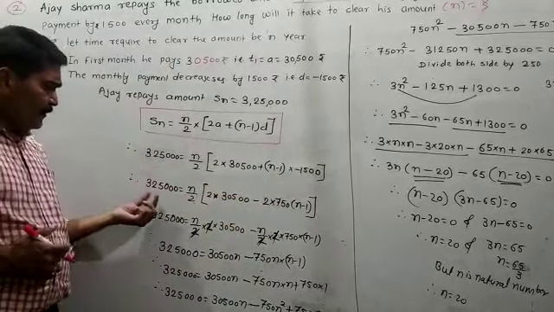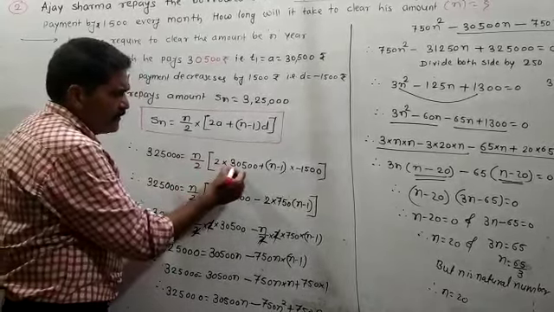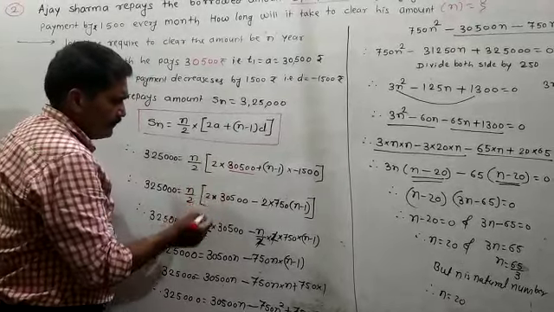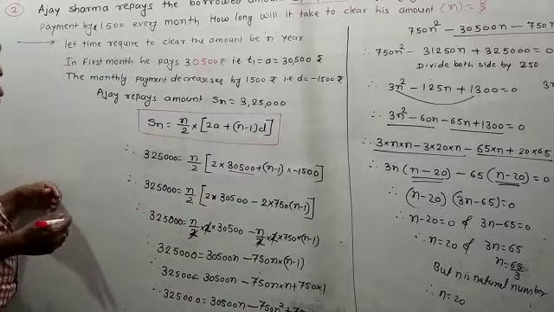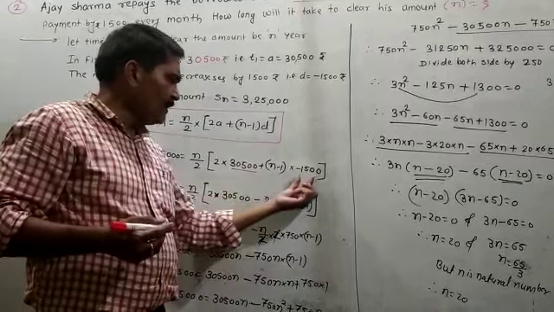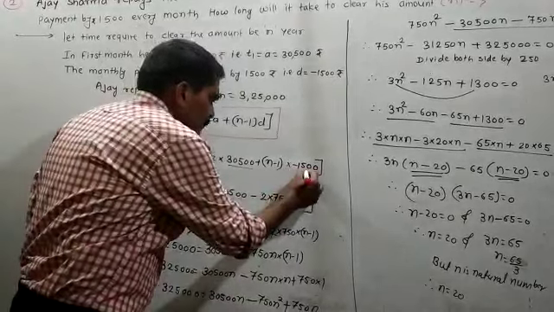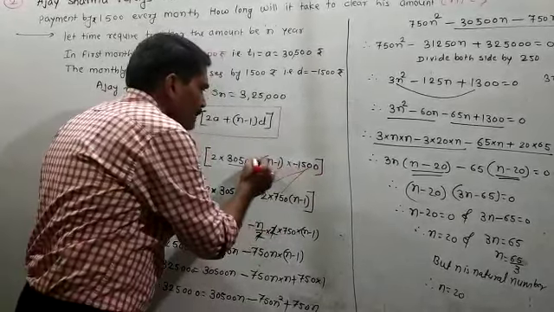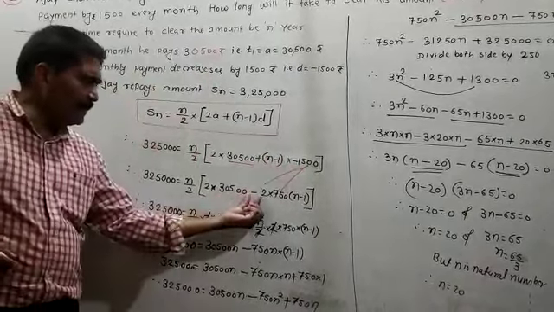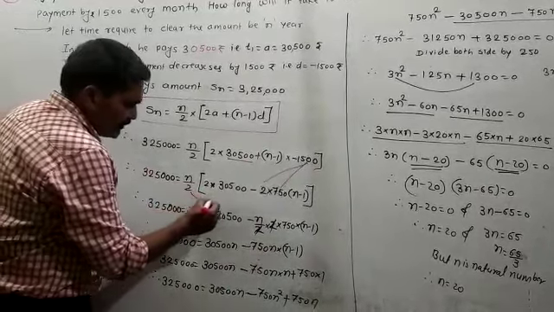Then here you have to utilize the distributive law. You write 2 multiplied by 30,500 as it is, but you have to write this 1500 as the product of 2 multiplied by 750. So 2 multiplied by 750, and plus multiplied by minus is equal to minus, so this will come minus. This n upon 2 stays as it is. Here you have to utilize the distributive law.